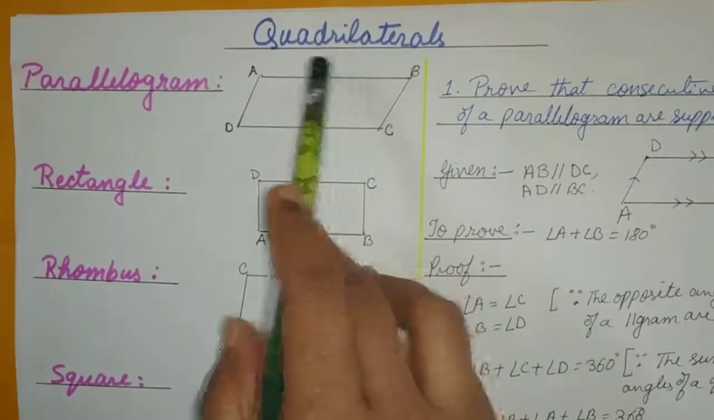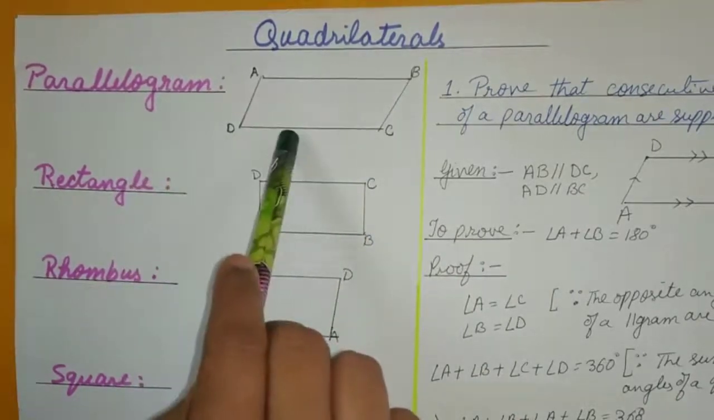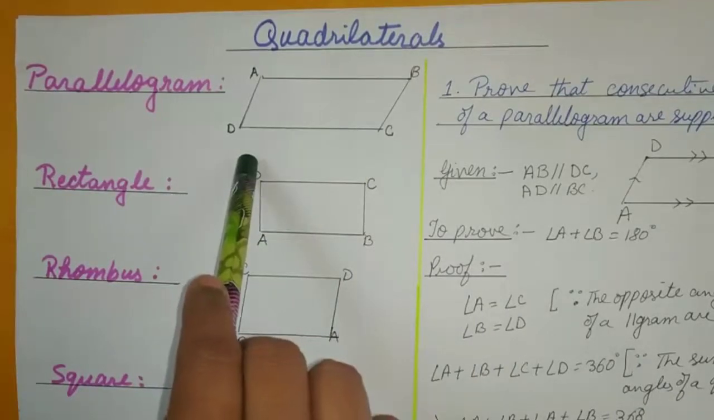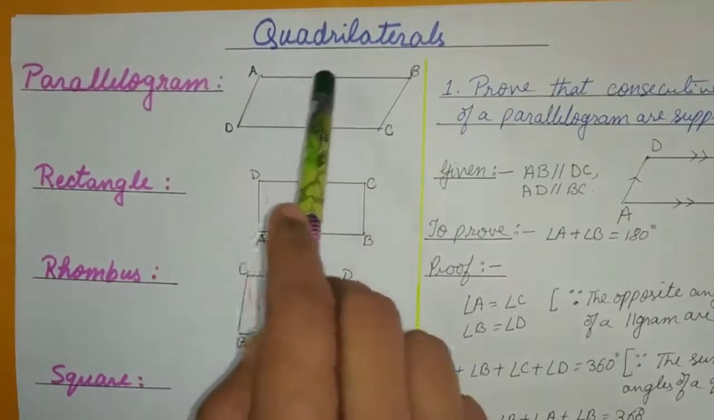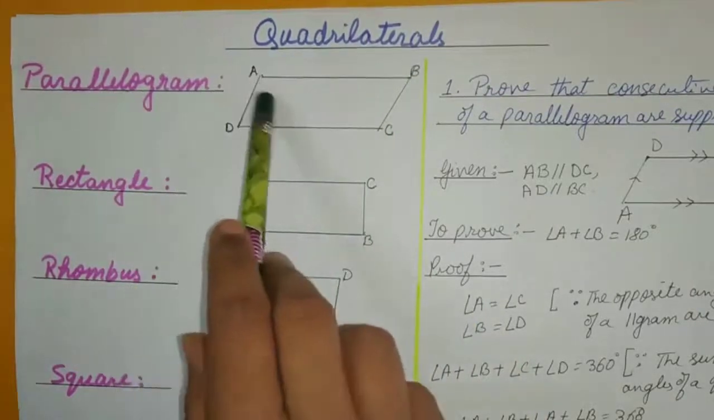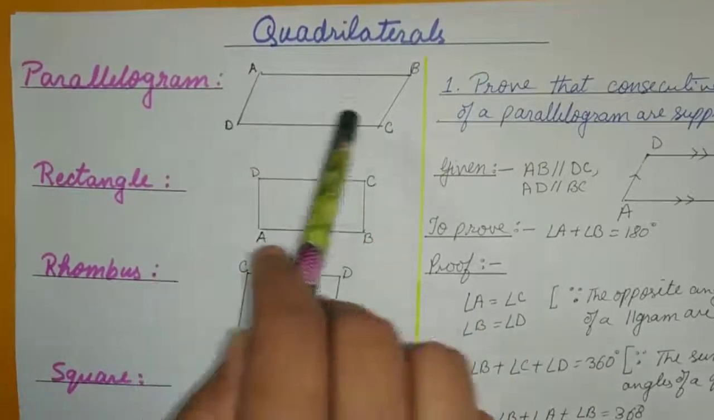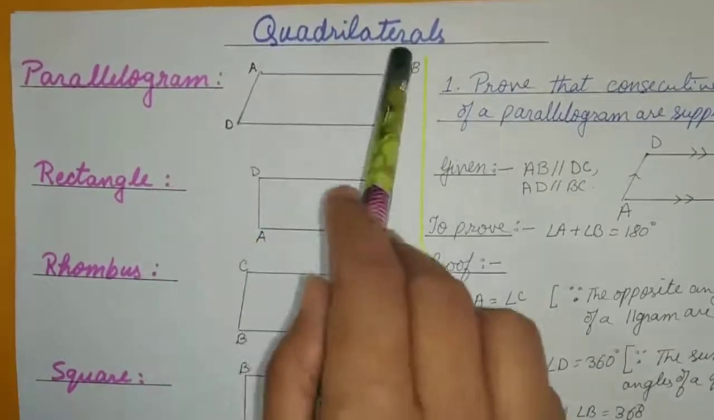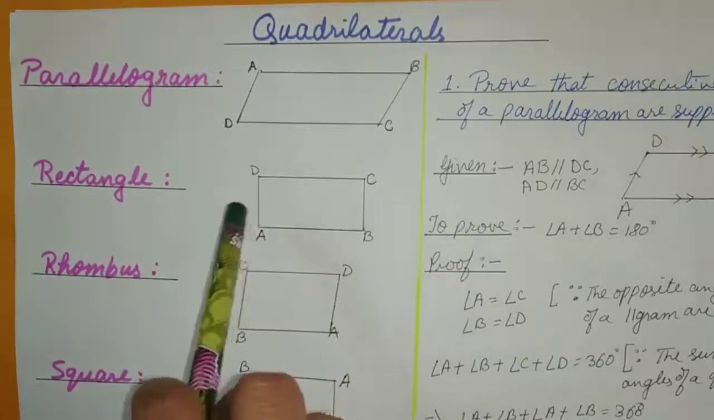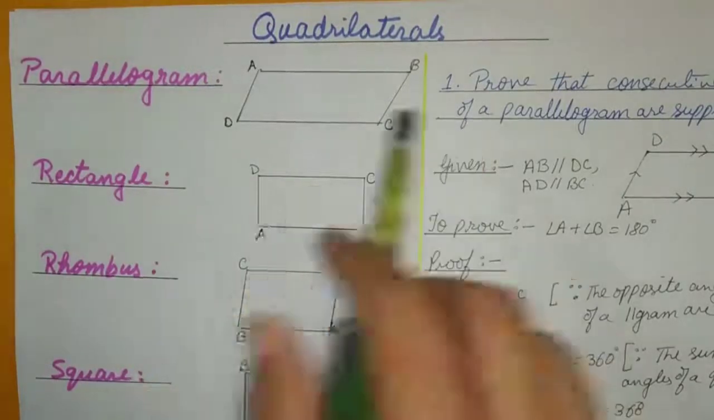Quadrilaterals. The first diagram that I have drawn is a parallelogram. It can be named as ABCD, sequentially. It cannot be ACBD. It has to be either ABCD clockwise or anti-clockwise. You can even name it as LMNO and so on.